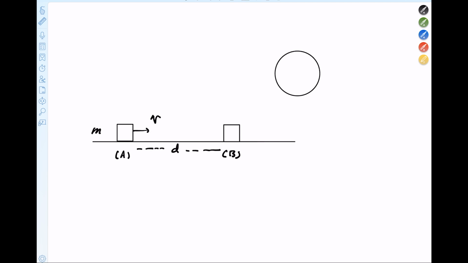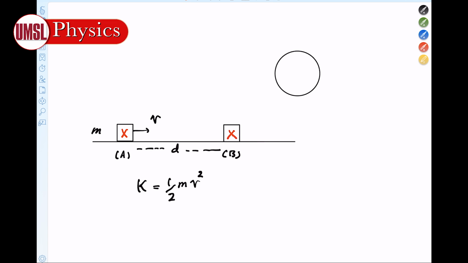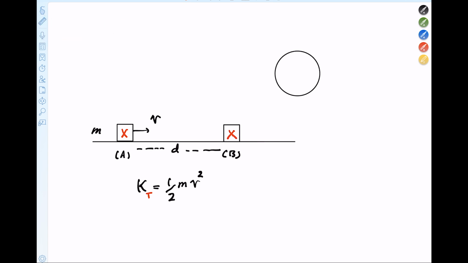We can assign kinetic energy to this moving box or to this moving object. That kinetic energy was half mass times velocity squared. Okay? And I wanted to label this because this is translational kinetic energy. The object is moving from one point, point A in this case, to another point, point B. So I'm going to label this T to indicate that this is the kinetic energy associated with this motion, because an object is moving from one location to another location with some sort of velocity.